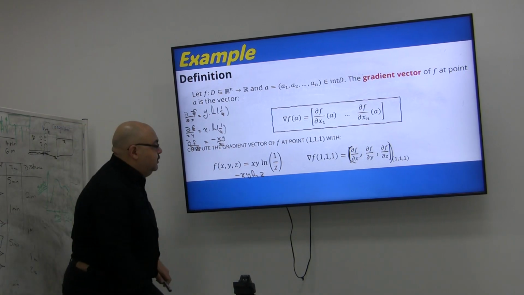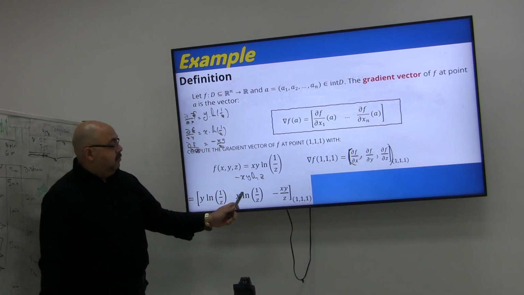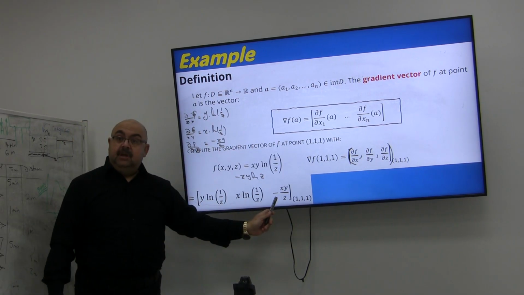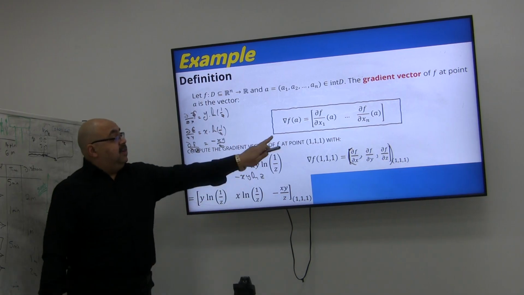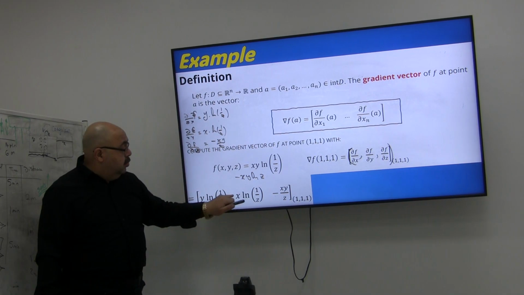Now I will make the substitution. Here is the substitution: that's the value of the first component, second component, third component. I need the gradient vector at the point (1, 1, 1). So substitute. This is going to be 1, 1, 1 and 1.